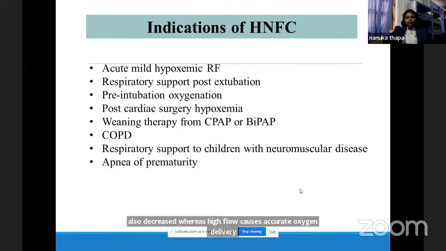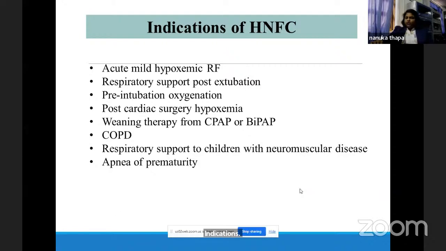Indications: acute mild hypoxic respiratory failure, respiratory support post-extubation, pre-intubation oxygenation, post-cardiac surgery hypoxemia, weaning therapy from either CPAP or BiPAP, COPD, respiratory support to children with neuromuscular diseases, as well as apnea of prematurity.